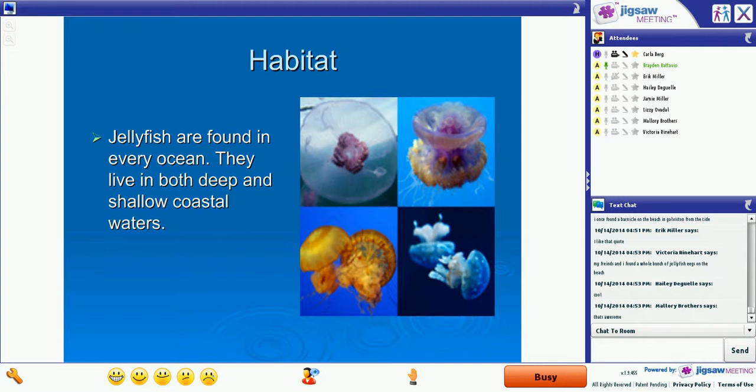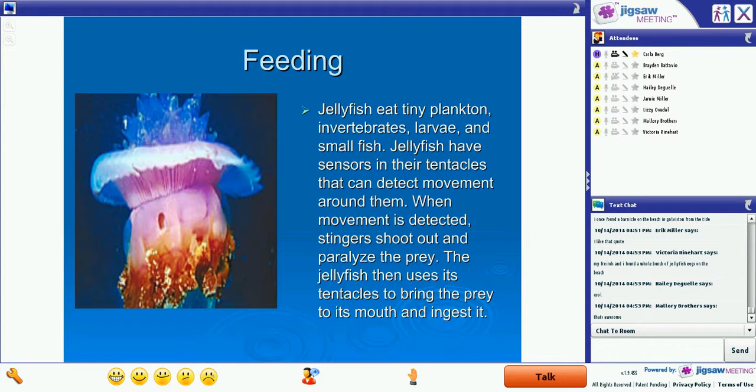Jellyfish are found in every ocean. They live in both deep and shallow coastal waters.